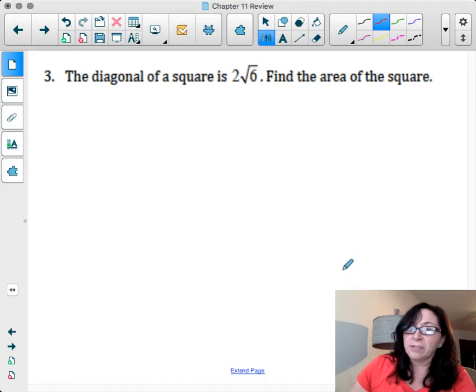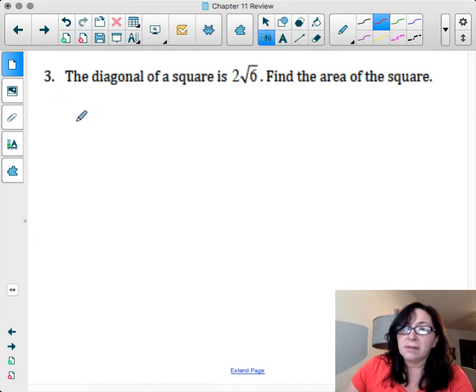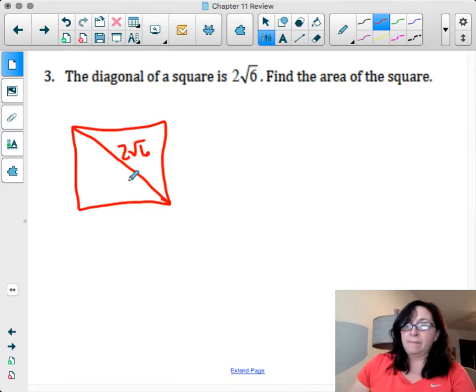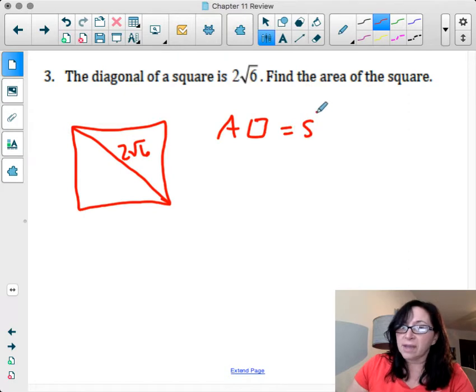So the diagonal of a square, let's see, is 2 root 6. So let's draw a square. Okay, so the diagonal right there is 2 root 6. Find the area of a square. So the area of a square is equal to the side length squared. So we need a side length.